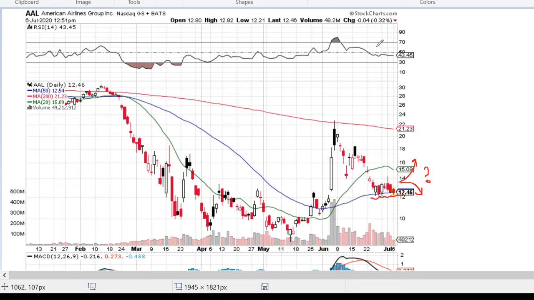Just for information, here we have three moving averages depicted. It's the green, blue and red lines, being moving averages 20, 50 and 200 correspondingly. Here on the top left you can see their depiction, so that's for ease of understanding.